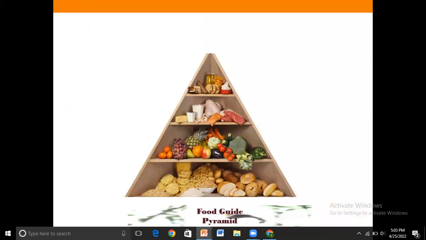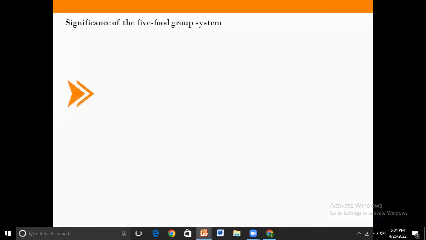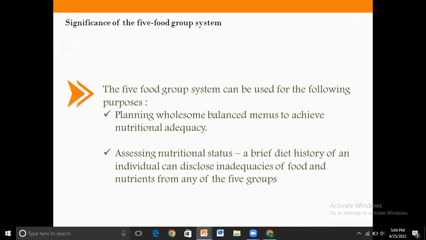You can see that at the top we have all the oils and fats. Then comes the meat category. Then comes the fruits and vegetables, and last comes the cereals, millets, flour, etc. Okay. So what is the significance of the 5 food group system, or food group system in general?